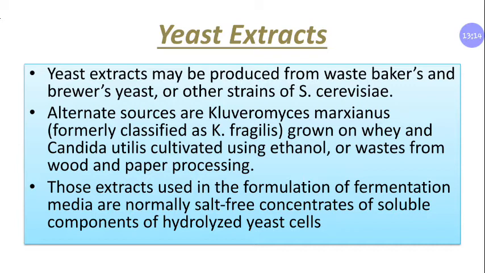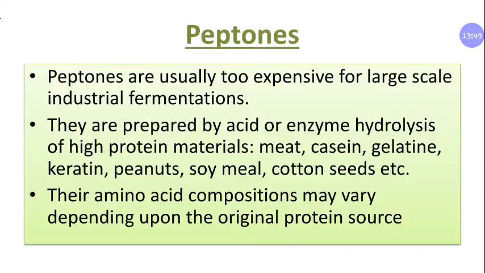Next is yeast extracts. These can be produced from waste bakers' and brewers' yeast or other strains of S. cerevisiae. Alternate sources are Kluyveromyces marxianus, formerly classified as K. fragilis, grown on whey, and Candida utilis, cultivated using ethanol or wastes from wood and paper processing. The extracts used for the formulation of fermentation media are normally salt-free concentrates of soluble components of hydrolyzed yeast cells.